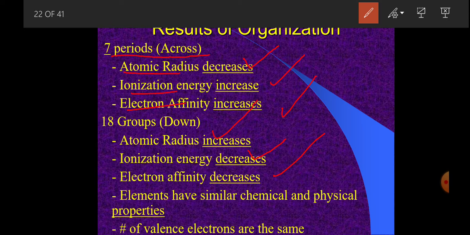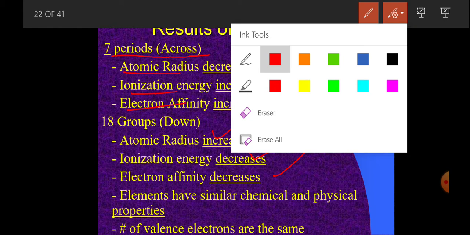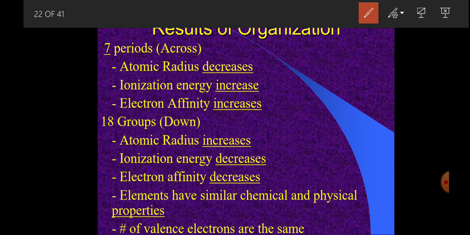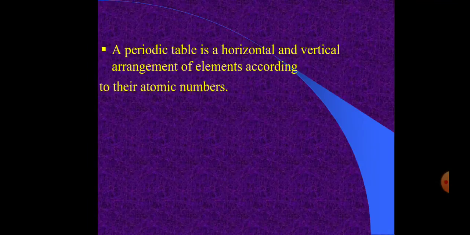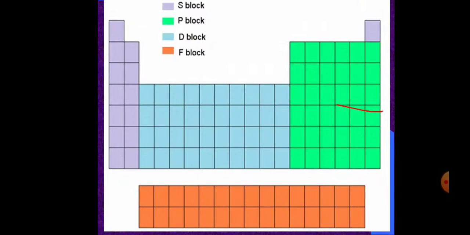And also you need to notice how they either increase or decrease. And these changes, or these particular trends, are normally caused specifically by certain factors. And before we do that, we need to understand how we define the terms electron affinity, ionization energy, and even atomic radius.